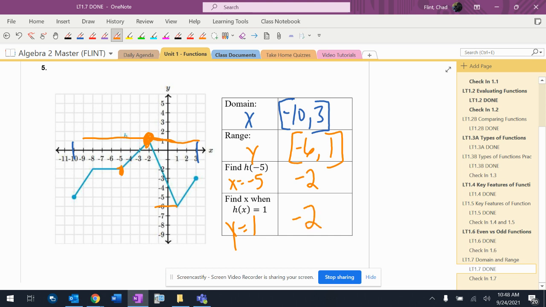So (-2, 1). And remember, these don't mean the same thing. This means (-5, -2), and this one means (-2, 1). All right, so even though it's the same answer, they do not mean the same point. They mean two different points.